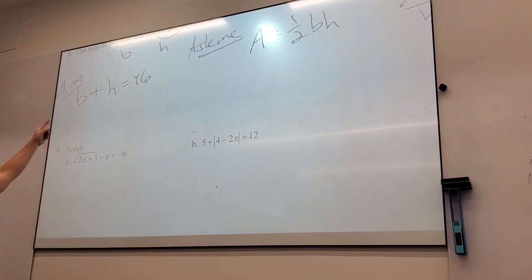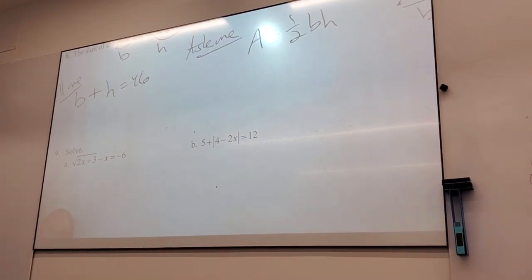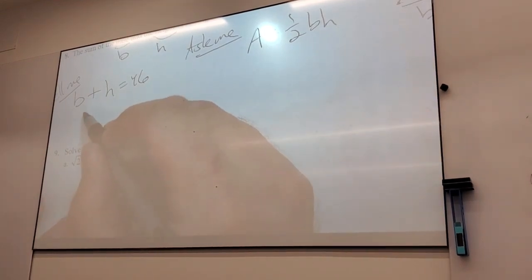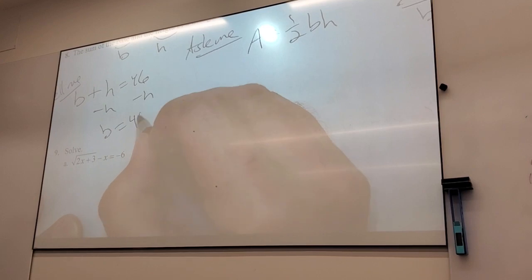I'm factoring 46. Say again? You start by finding numbers that would multiply to 46. Oh, no, there's way too many words happening. How do I solve this for B, how do I get B by itself? Minus H, okay. Right?